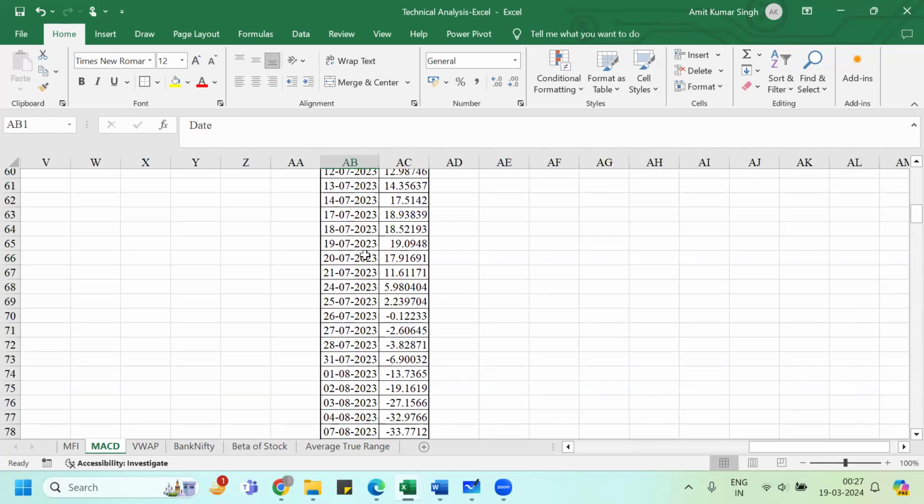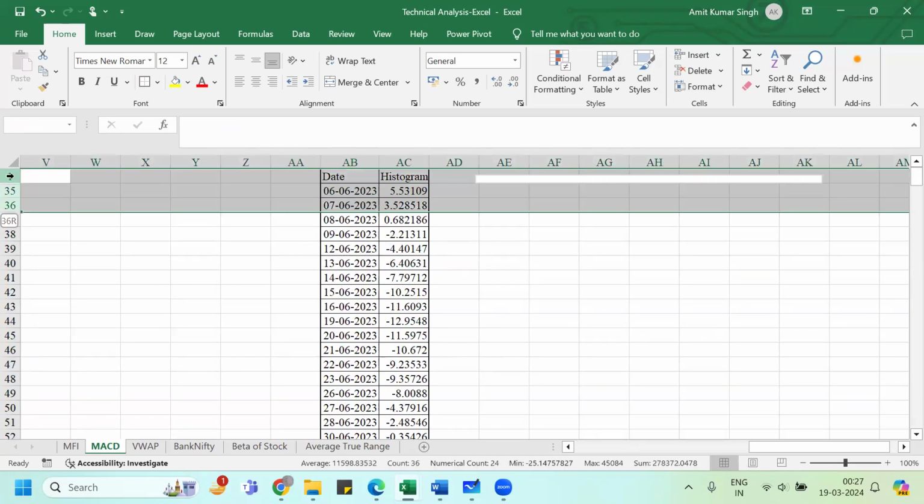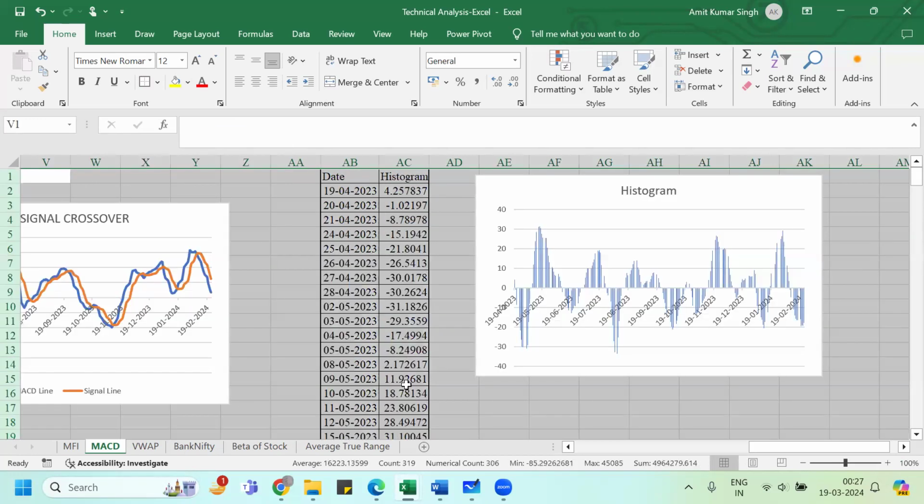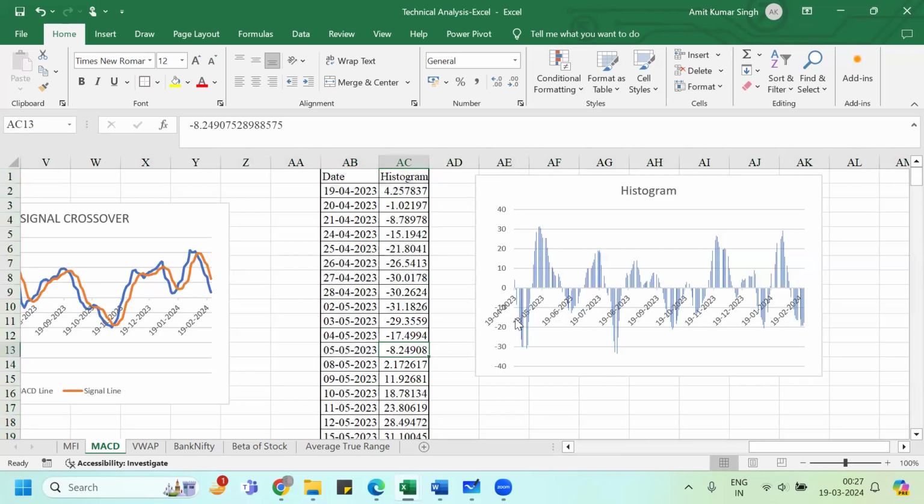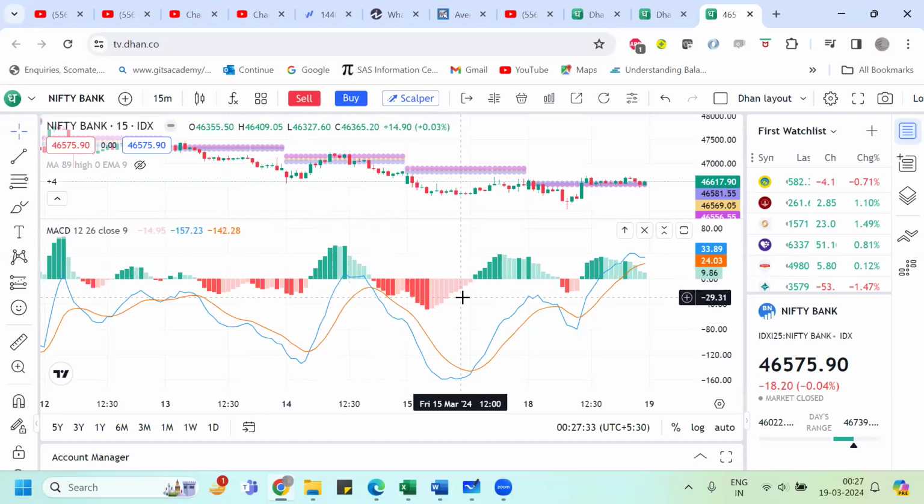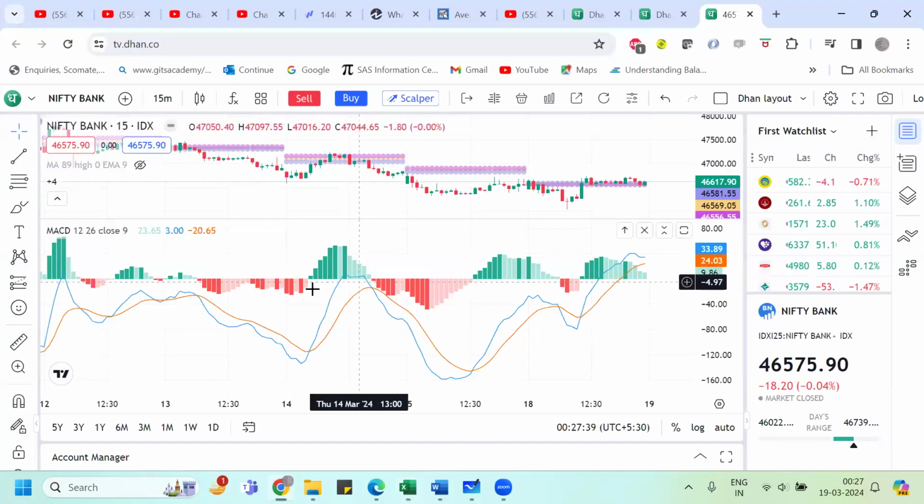Because I hid the data, that's why it's invisible. Let me just unhide. So the difference of the same you can see in the histogram. The same you can find here. Like this, the histogram you're seeing, the same histogram I have calculated here. So what I have done in Excel, the same thing came here.